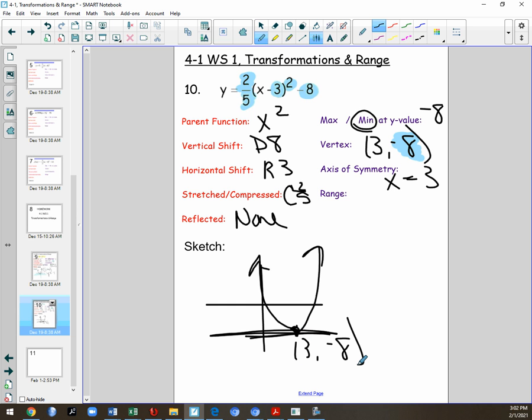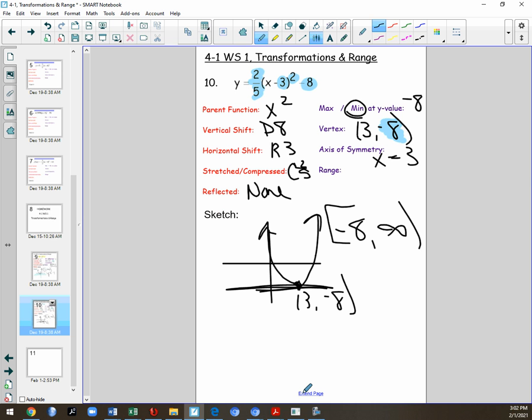I am always looking at my y values whenever I do range. Always your y values. So I'm starting out at -8 and I'm going to go all the way to infinity. How do I write this another way? I'm going to write that y can be greater than or equal to -8. Okay?